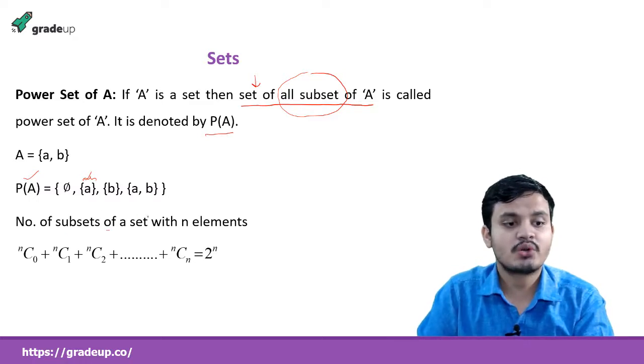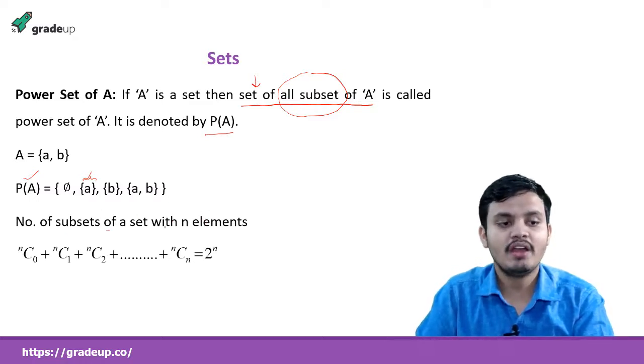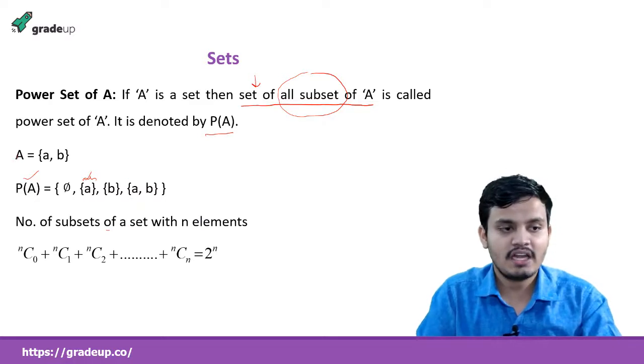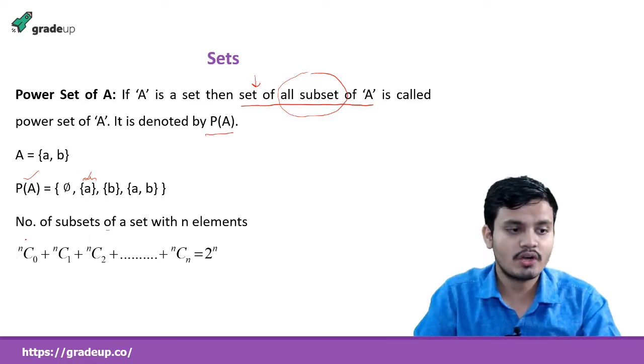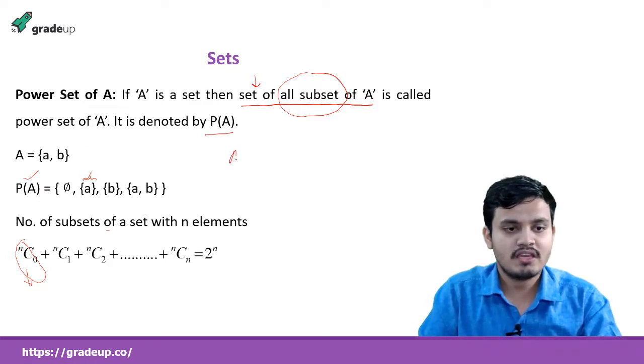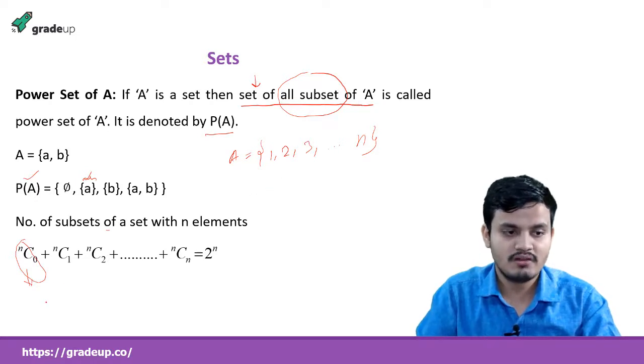Now, the number of subsets of a set with n elements. You need to find the number of subsets if set A consists of n elements. How will you find it? This is the formula to find it. What does nC0 represent in this formula? nC0 represents the number of ways of selecting 0 elements from these n elements. Suppose A is equal to {1, 2, 3, and so on till n}. The number of ways of selecting 0 elements from it is 1, which is represented by phi.